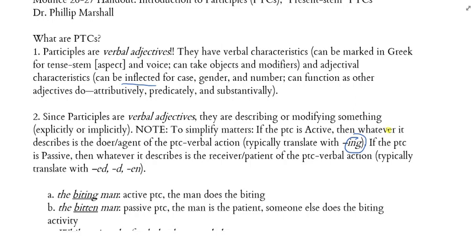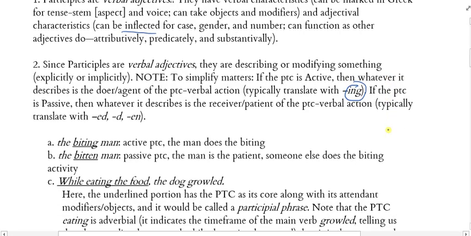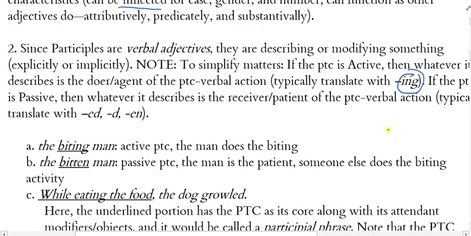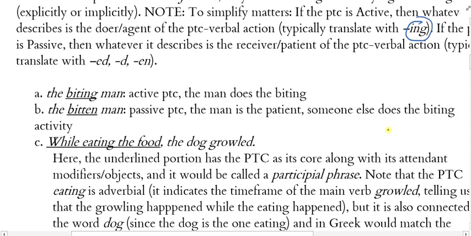Okay? So I'll give you an example here. If you look at A, B, and C over here, I have an A, the biting man. My noun is man, and biting is my participle. And notice here that it ends with ing. That tells me that this is an active participle. And since the word biting, the participle, is modifying man here, who is doing the biting? The man. The biting man is the man who bites.